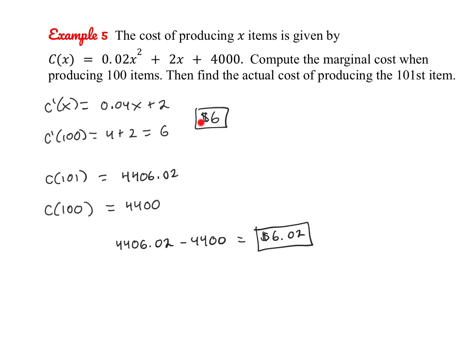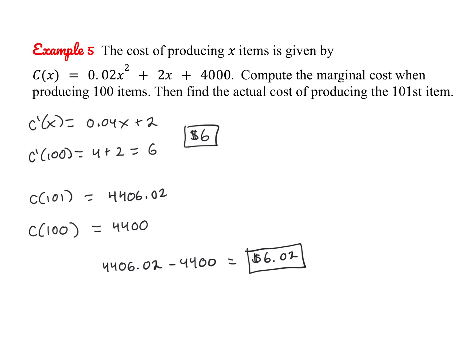So again, it's extremely close to what we got for the marginal cost, but it is important to remember that since we're using this derivative, we're kind of using the derivative to estimate a value that's close to 100. So it's kind of like when we did that linearization. We use the tangent line as an approximation of our actual function. So that's why, if you look, the marginal cost is a slight underestimate of what the actual cost is, because our tangent line is always going to be a little bit less than our original function.